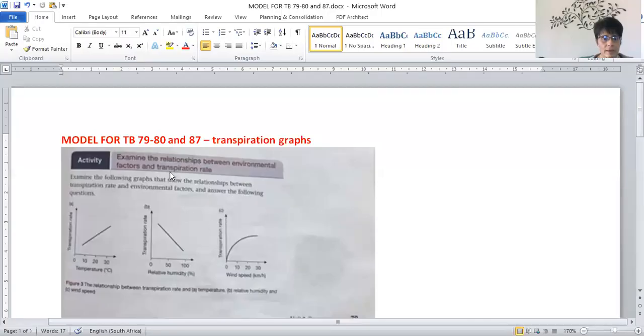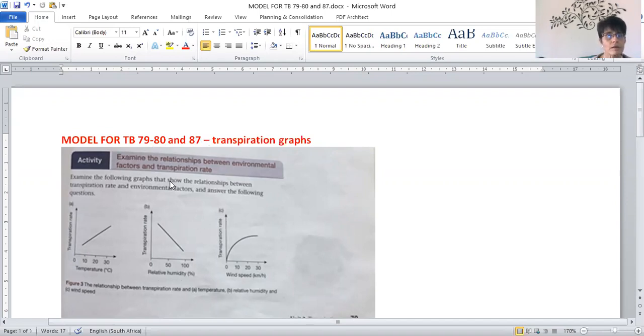All right, so I've just made, I know they're a bit blurred, but I've just put the questions here as well, in case some of you don't have the textbook. And I've also put all the textbook pages now onto Google Classroom, but it's easier for us to see now what's going on. So page 79, not 87, is the transpiration graph.